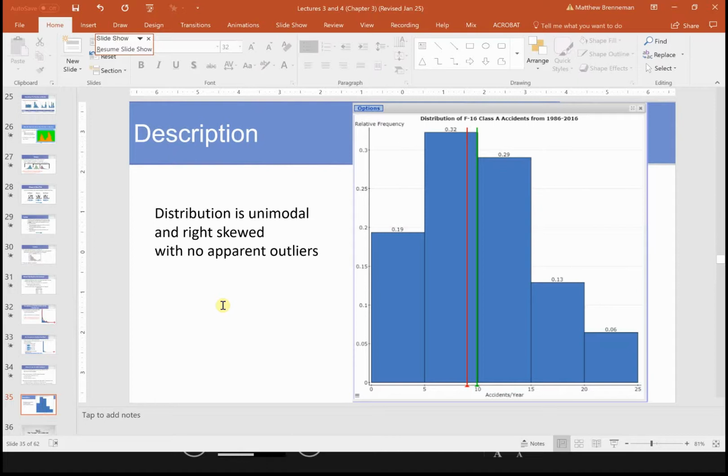So just to end with, okay, if you look at our F16 data, now we can describe this, right? We say it's unimodal, right skewed, no apparent outlier. Okay. So we're going to come back to talking about the shape and the center on Tuesday. All right. That's pretty much all for today.